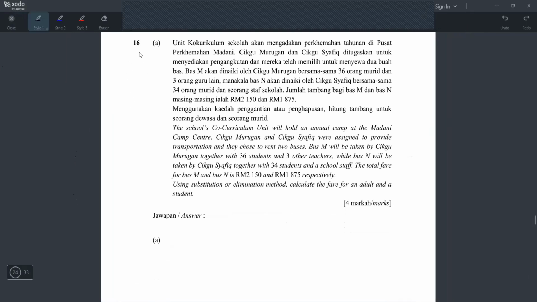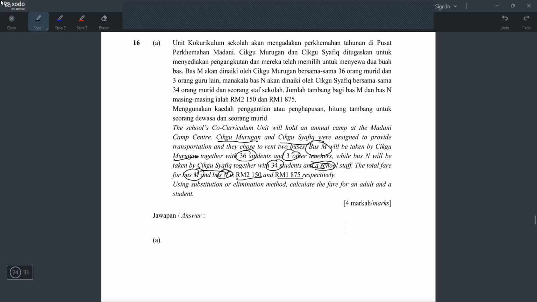Okay, let's go. Number 16. Let's read the question in English. The school's co-curriculum unit will hold an annual camp at the Madani Camp Center. Cikgu Murugan and Cikgu Shafiq were assigned to provide transport and they chose to rent 2 bus. Okay, 2 bus untuk pergi camp. Bus M will be taken by Cikgu Murugan together with 36 students and 3 other teachers, while bus N will be taken by Cikgu Shafiq together with 34 students and 1 school staff. The total fare of bus M is 2150, bus N is 1875. Using substitution or elimination method, calculate the fare of an adult and a student.